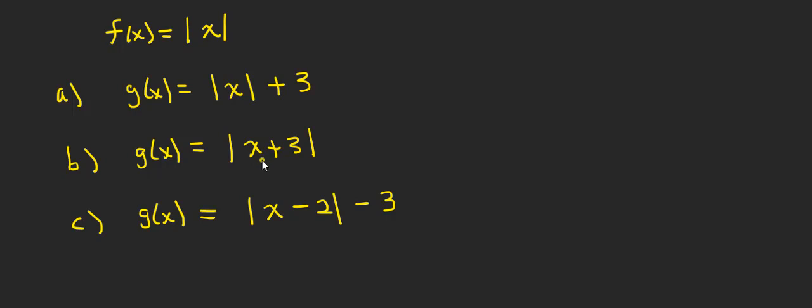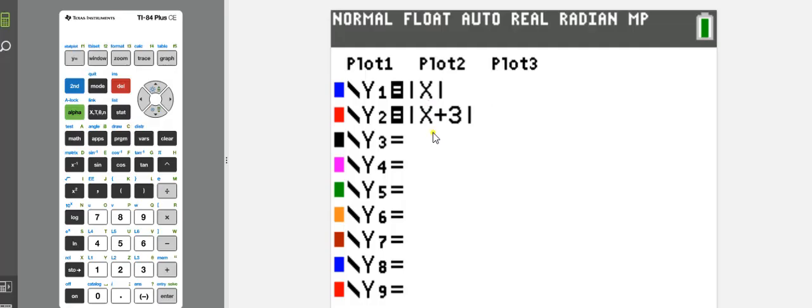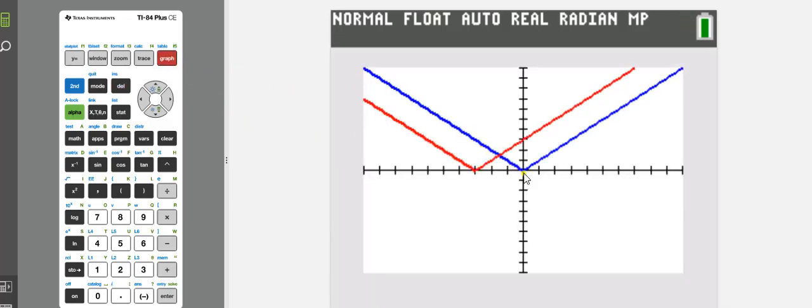Now what about absolute value of x plus 3? Notice this is x plus 3, not x minus 3. If it was x minus 3, then it would move to the right. However, this is the same thing as x minus negative 3, which means that the parent function, absolute value of x, will move to the left. So let's see what happens when we compare these two. Notice, absolute value of x plus 3 moved to the left 3. Again, if it was absolute value of x minus 3, then it would move to the right.